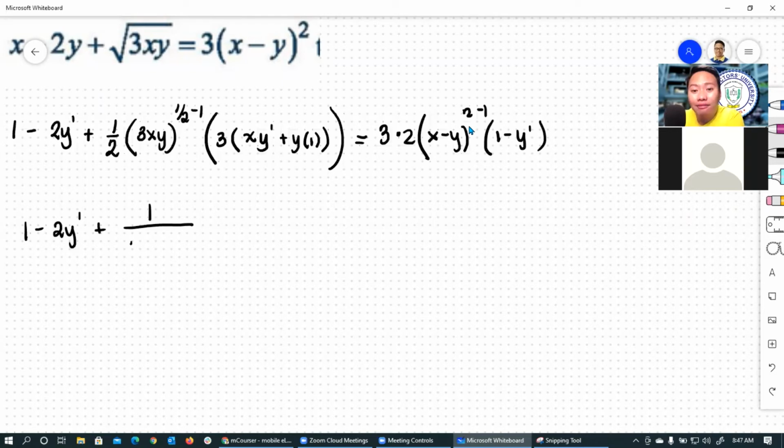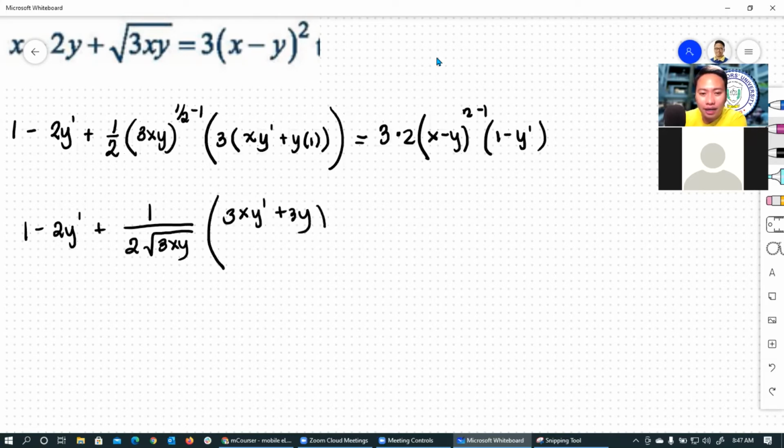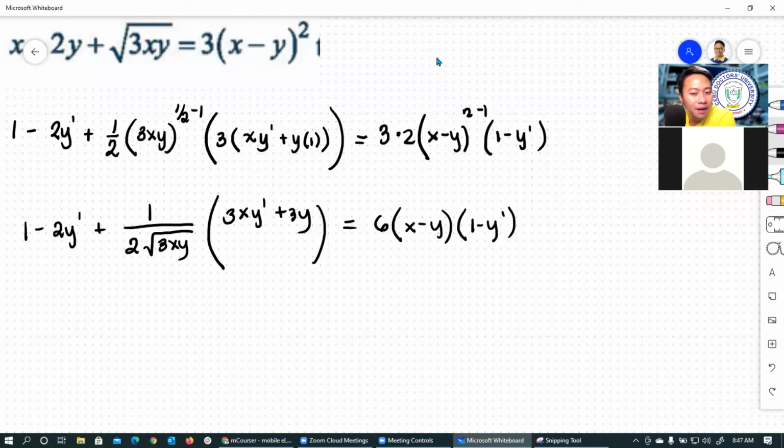Ang kanang 1/2 minus 1 is negative 1/2 man na, and then you want to make the negative 1/2 positive, that becomes a denominator. So times 3xy prime plus 3y, right, equals 6 times x minus y, 1 minus y prime. Do we follow? Nagets pa ang process? Nasabtan pa ang solusyon? Okay.